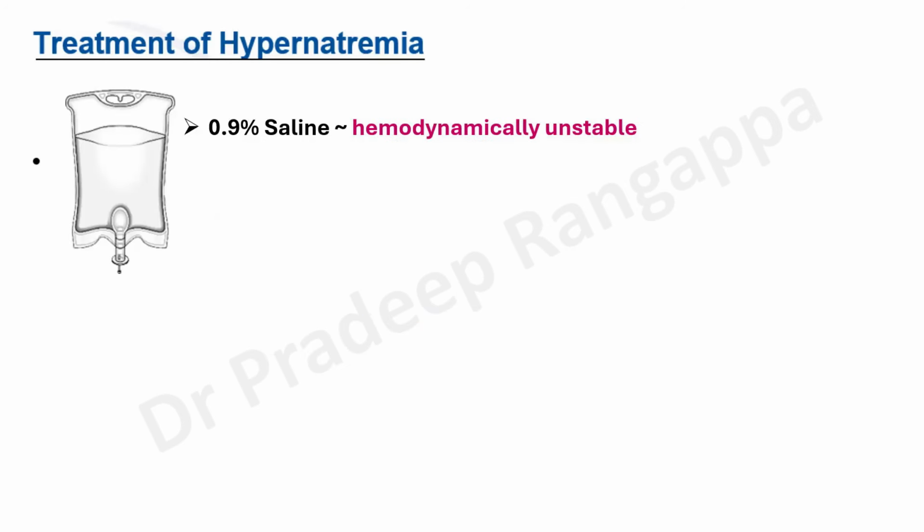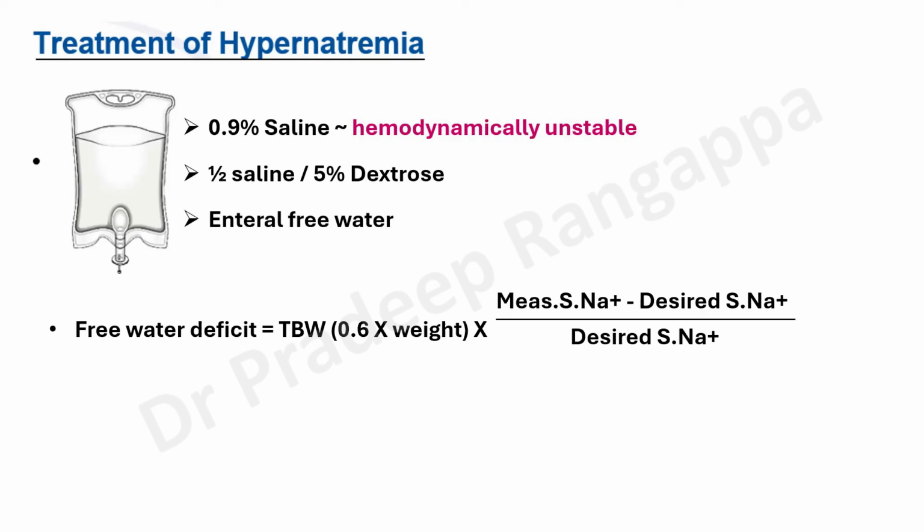If it is hemodynamically unstable, you can use saline as resuscitation. But if hemodynamically stable, then the whole problem with hypernatremia is there are only two causes. Either it's water deficit or more sodium. So you have to correct free water. Either you correct free water with half saline or 5% dextrose, and you can use adjunctive enteral free water also to correct free water.